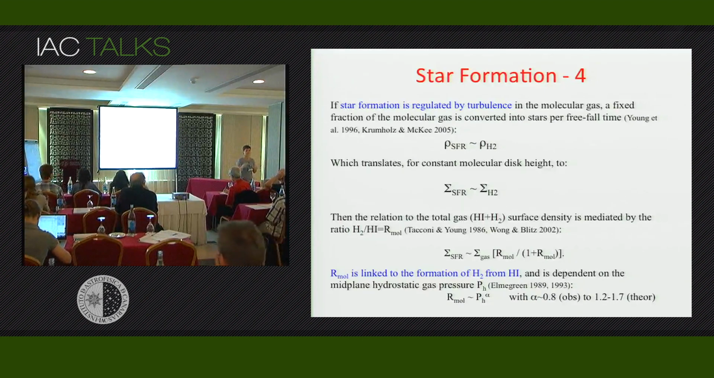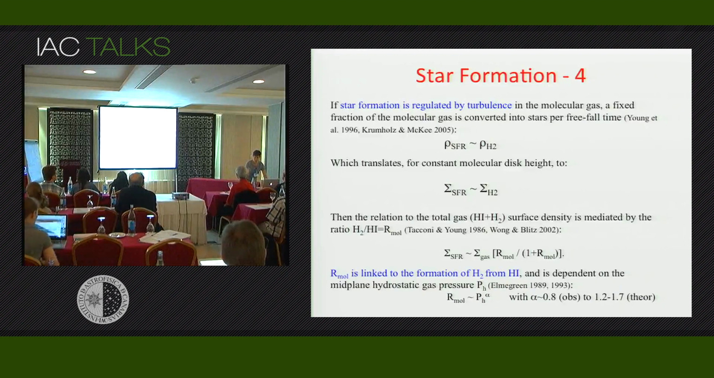A fixed fraction of the molecular gas is converted into stars per free-fall time, and according to Krumholz and McKee, that leads to a direct linear relationship between the density of the star formation rate and the density of the molecular gas, which again, for a constant scale height of the disk, translates into a direct linear relationship between the surface density of the star formation rate and the surface density of the molecular gas. After that, how do you relate to the global gas content of galaxies?